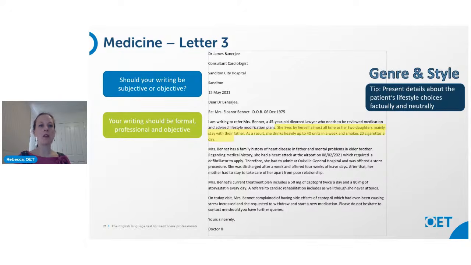So avoid terms which can be considered judgmental, such as heavy. Leave it up to the reader to make this conclusion, which they would be able to from the units of measurement that you have provided.